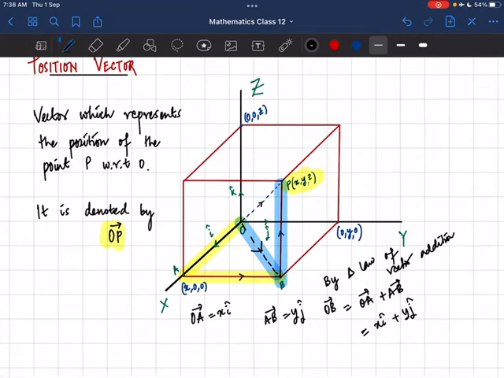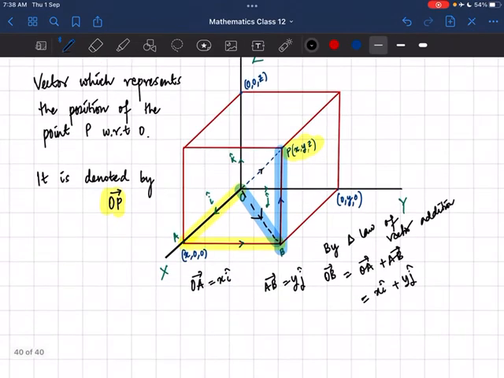So again we can apply the triangle law of vector addition. So we can write OB vector plus BP vector. If you add OB vector and BP vector, what is BP vector actually? BP vector is parallel to this one, the Z axis. So BP vector is equal to z k cap. The direction is along the Z axis, that's why k cap, and the magnitude is z, so it will be z k cap, right? So this is how we got BP vector.